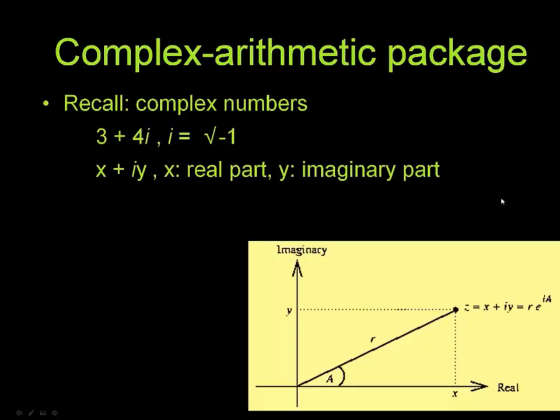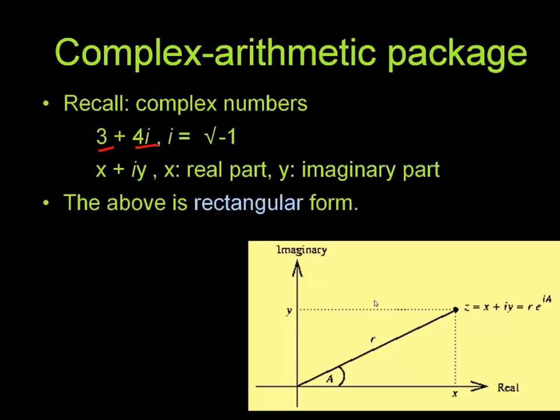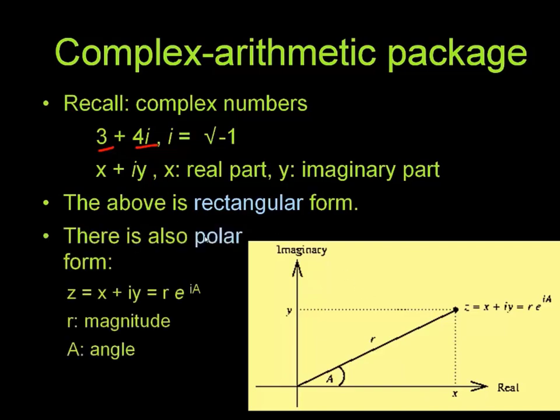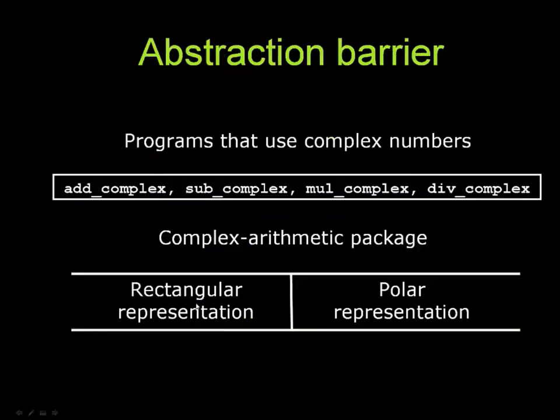If you recall, complex numbers are these imaginary numbers, whereby there's a real part and an imaginary part. The imaginary unit is the square root of -1. Typically it's represented as x plus iy, and this is what you call the rectangular form. There's also a polar form, where x plus iy is r e to the ia. Don't worry too much if your math is not good, but just know that this exists.